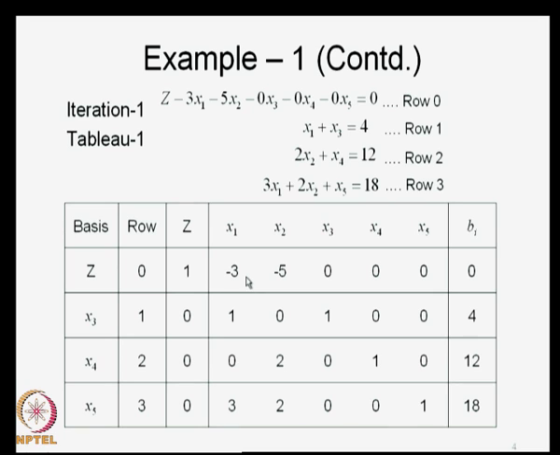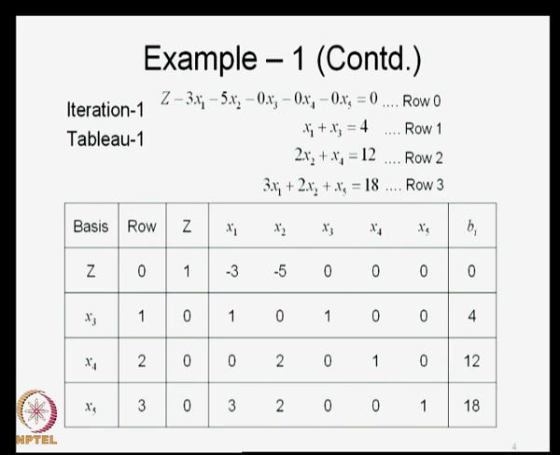So, if there is at least one variable with a negative coefficient in the z row or the 0th row, the current solution is not optimal, and therefore, you need to improve the solution. So, the answer to the first question in this particular case, namely whether the solution is optimal, the answer is this solution is not optimal, because there is at least one variable with a negative coefficient in row 0.